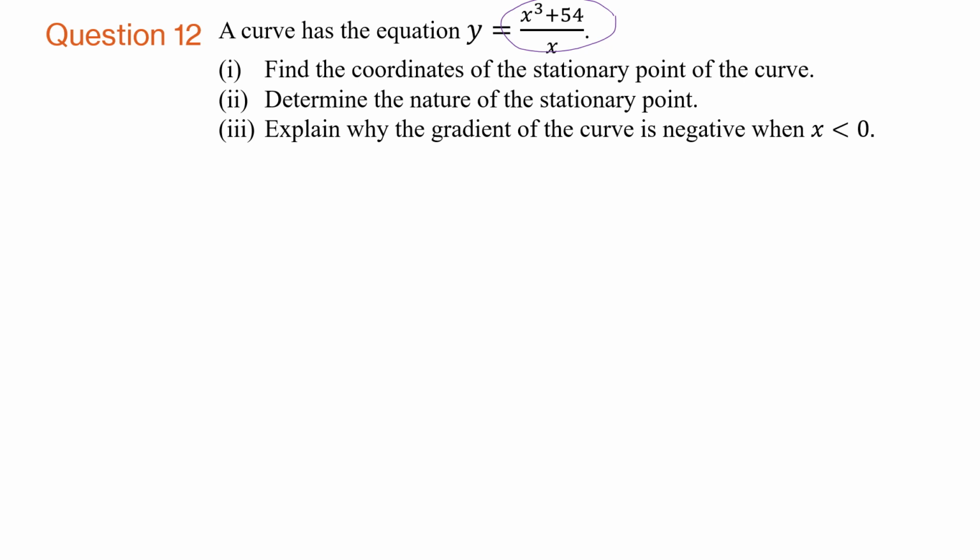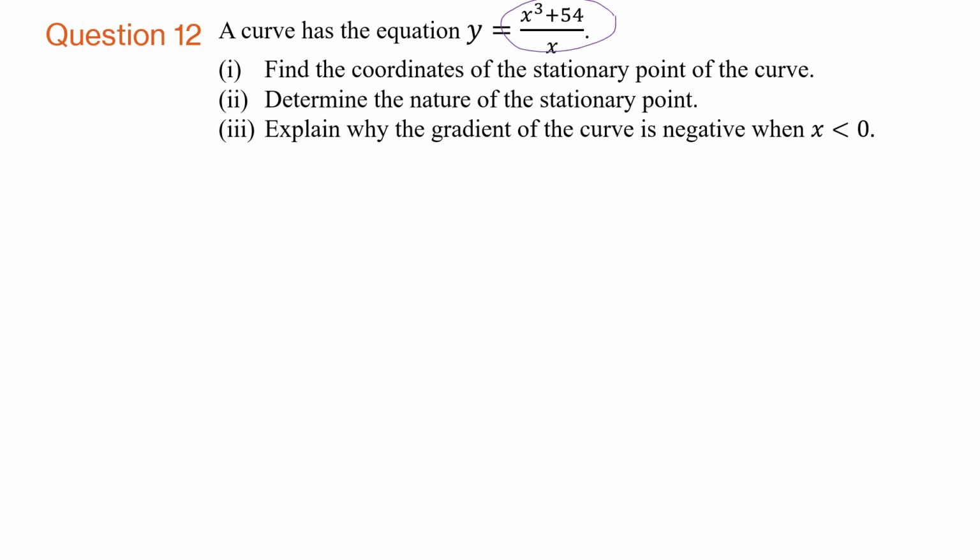But if you look at what you're supposed to find, in part 1, the coordinates of the stationary point, and in part 2, determine the nature of the stationary point. Of course, sometimes they throw in a part 3 where you need to explain a little bit more, like some concepts involving the gradients of the curve. Why is it negative when x is less than 0? So part 3 is sometimes considered a higher-order thinking question. Parts 1 and 2 are just basic.